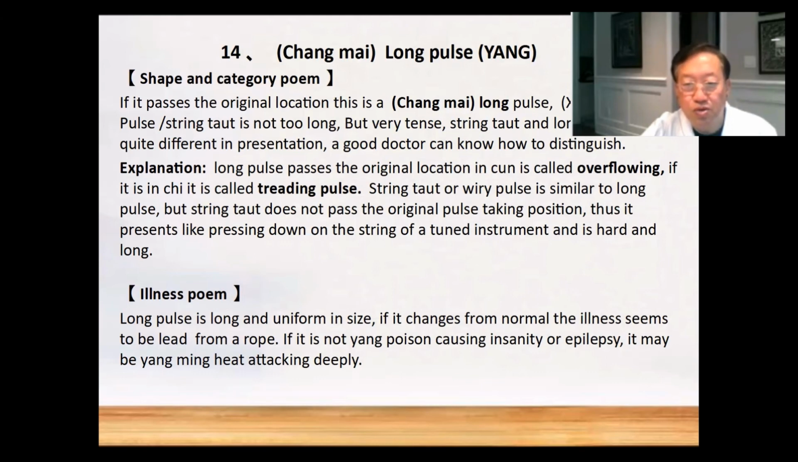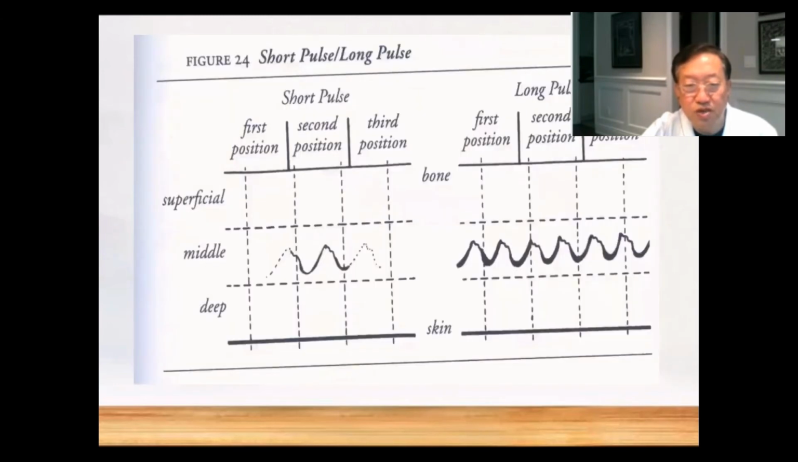Illness poem. Long pulse is long and uniform in size. If it changes from normal, the illness seems to lead from a rope. If it's not in a yang poison causing insanity or epilepsy, it may be yang ming heat attacking deeply. Figure 24, short pulse and long pulse comparison.